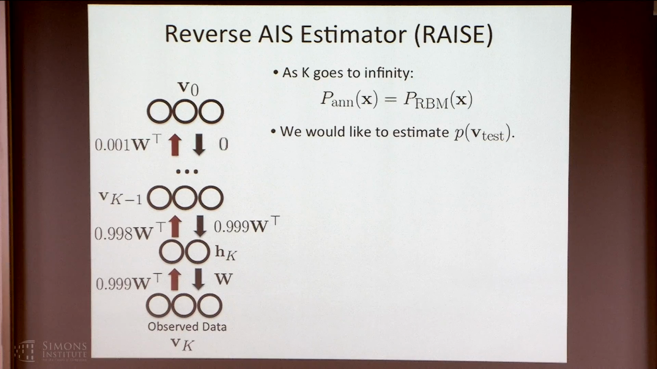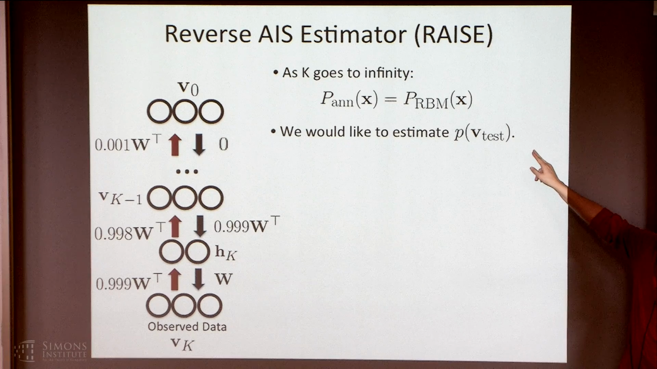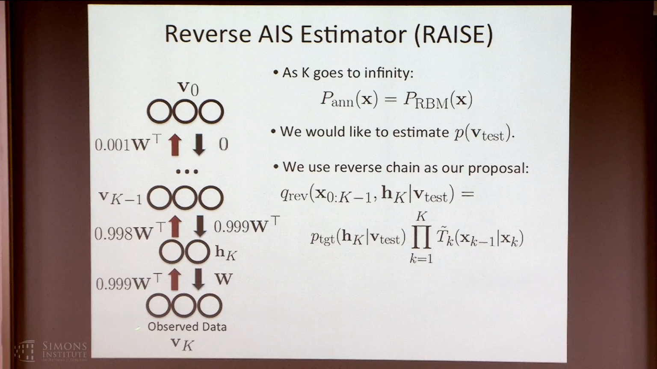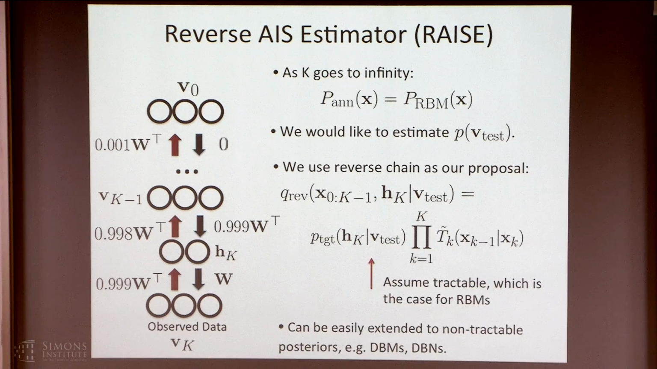So why is this interesting for us? Well, let's say we want to estimate the probability of a test sample. What we can do is use the reverse chain as our proposal. That means I already have a very good proposal for what these states should be. And because I'm sitting in a DAG model, a directed model, when I'm estimating log probabilities, I'm actually underestimating, which is a good thing. So I'm being more conservative.